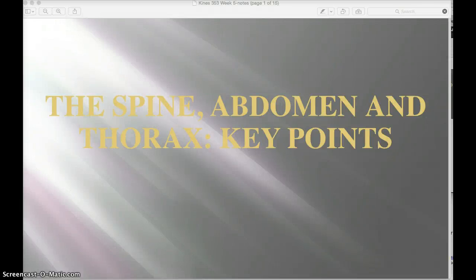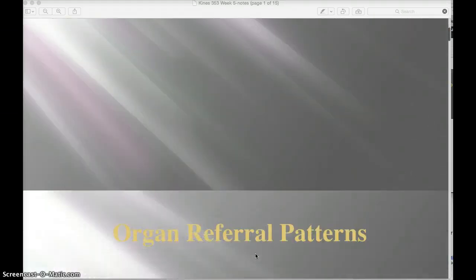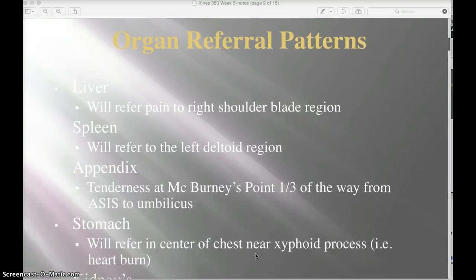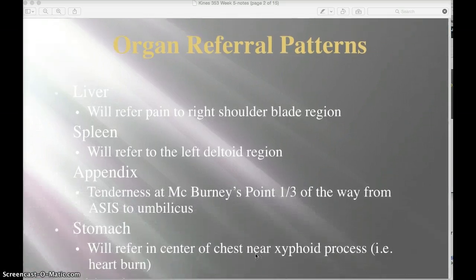Alright, class. In this lecture, we're going to cover the spine, abdomen, and thorax. Just a few key points about this topic. So, our first slide talks about organ referral patterns.